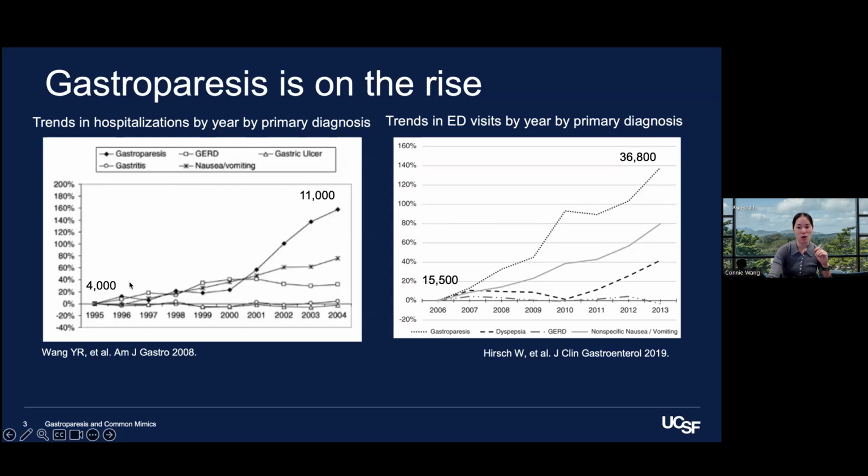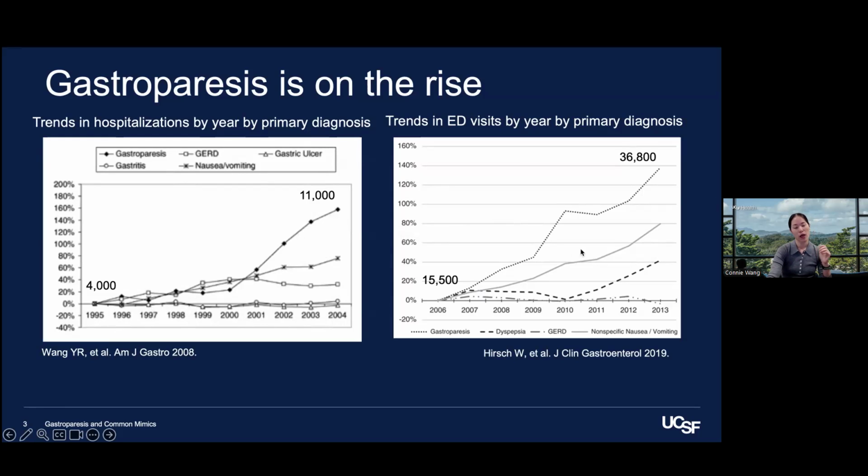This is a slightly older study looking at data from 1995 to 2004. But during that period, they found that the trends in hospitalizations with gastroparesis as a primary diagnosis, when compared to other common upper GI disorders that we see, have really risen dramatically in that time period. So from 4,000 hospitalizations in 1995 to 11,000 in 2004.